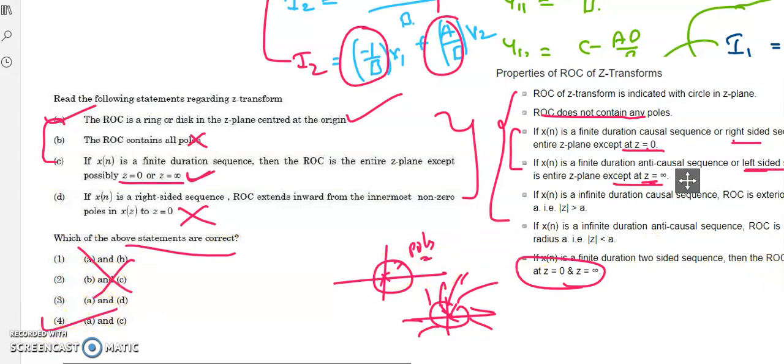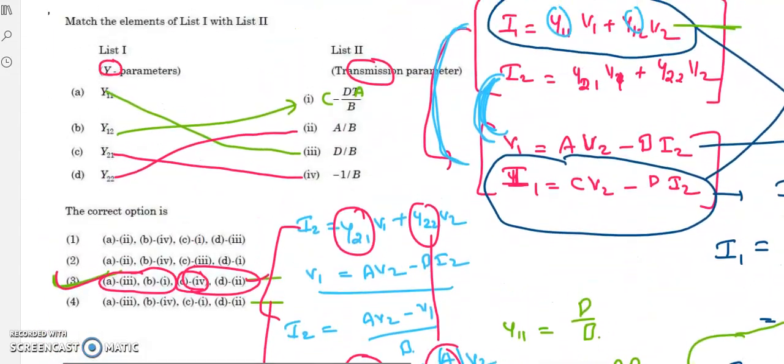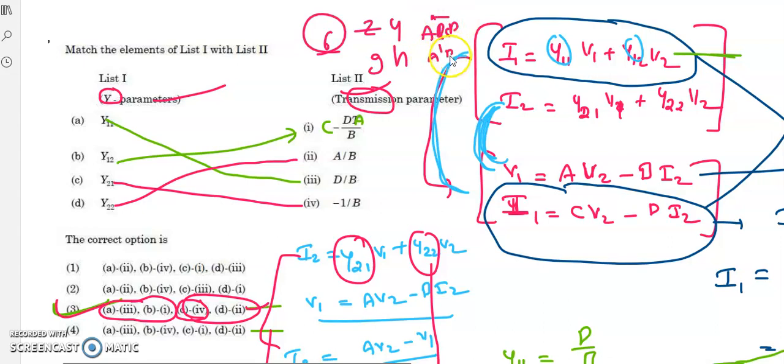So it is the way of solving, and you have to remember these ROC properties, which are very important. You also have to try yourself to convert one set of parameters to another. Why? Because there are most probably 6 types of two-port network parameters: Z, Y, H, transmission parameters and inverse transmission. Transmission means ABCD, inverse means A bar, B bar, C bar, D bar. So these 6 types of two-port network parameters are there. You must be capable of converting any one parameter to any other parameters. Okay, then only you will be able to solve these problems.